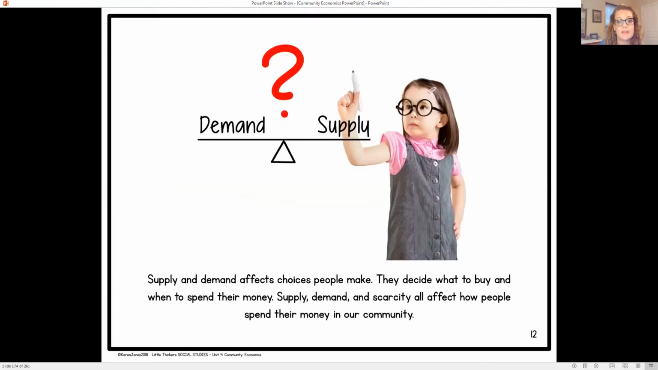Supply and demand affects choices people make. They decide what to buy and when to spend their money. Supply, demand, and scarcity all affect how people spend their money in our community.